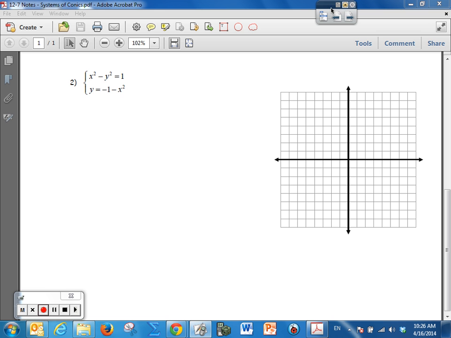So I have the same kind of weird thing going on. I have some x squareds and y squareds and y's and x's and x squareds. We can choose elimination or substitution. For whatever reason, I did substitution on this one, and I took my top equation and I solved for x squared. And then I substituted that into the bottom equation for x squared. So y equals -1 minus, and then all of this stuff goes in place of the x squared.